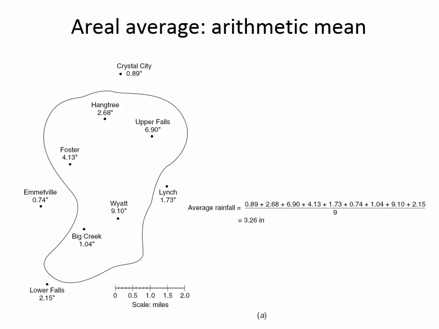So the weakness of this approach, as is obvious, is that we have a huge variation in how much it rained here. This must be a pretty big watershed to have one location where it only rained 0.74 inches and another where it rained 9 inches. They're really exaggerating the values here just to make a point with the different methods that are shown. But if you just average without taking into account which one is inside the watershed and which one is outside of the watershed, then the Wyatt should be more important than the Emmettville, but in just a simple average, they're given equal weight.